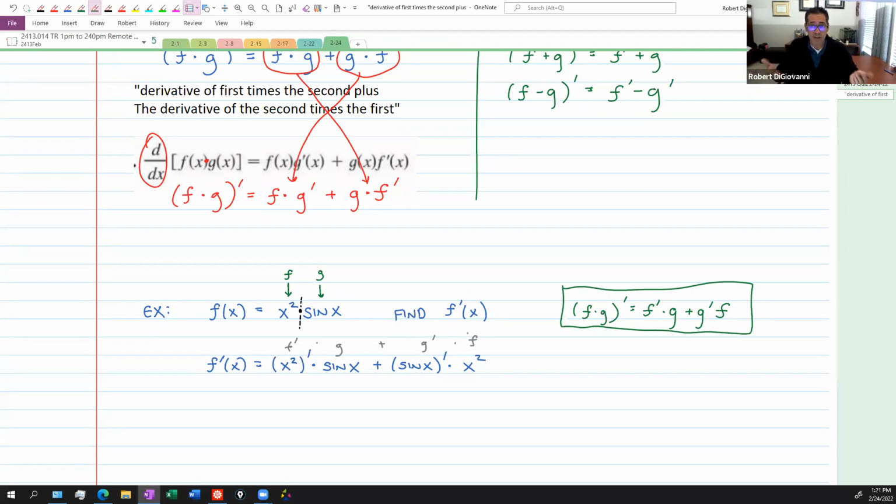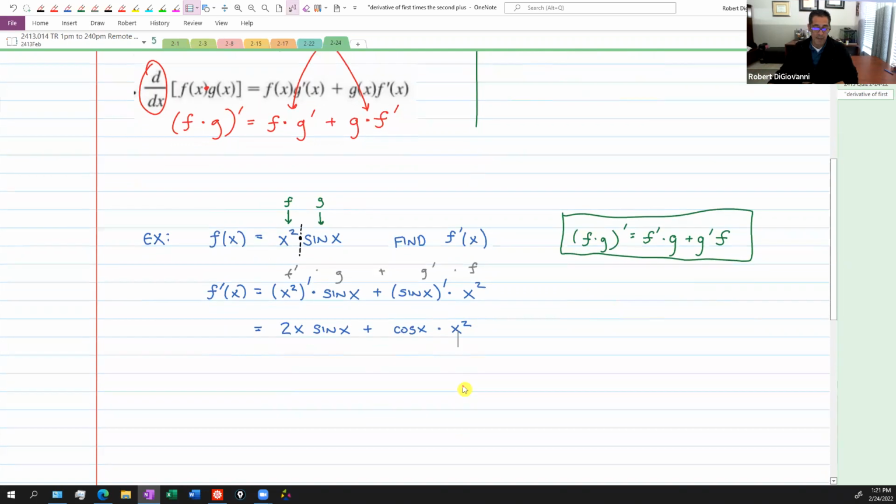Now we actually take those derivatives. There's two derivatives we have to take. So when I take the derivative of x squared, I get 2x. That's the power rule from last class. Then times sine x. And then plus, now I take the derivative of sine x, which is cosine x from last class, times x squared. And that's the derivative. We're done.